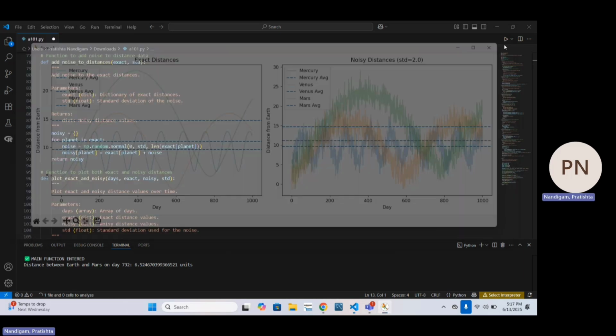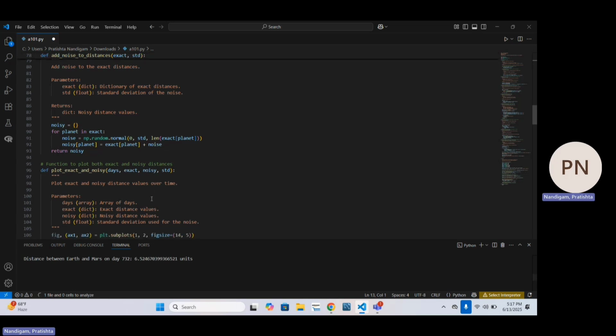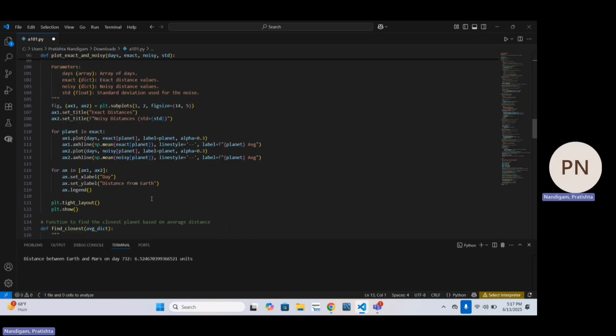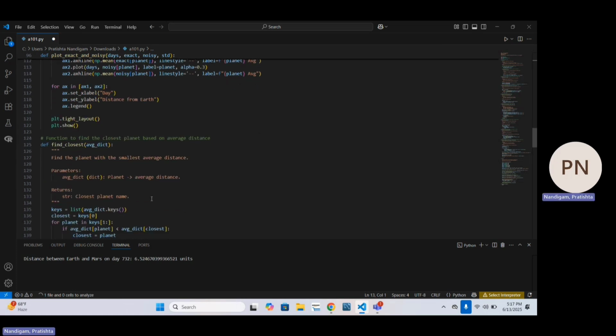To test the robustness, I varied the standard deviation from 0.5 to 10.5. Surprisingly, for all noise levels, Mercury consistently remained the closest planet to Earth based on average distance, indicating that its proximity is robust to noise.